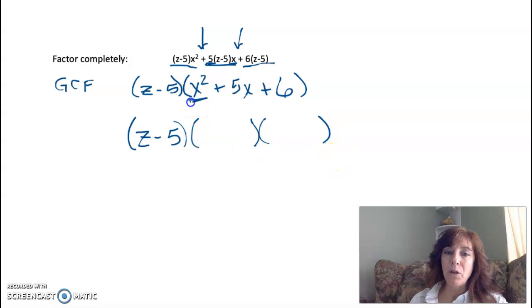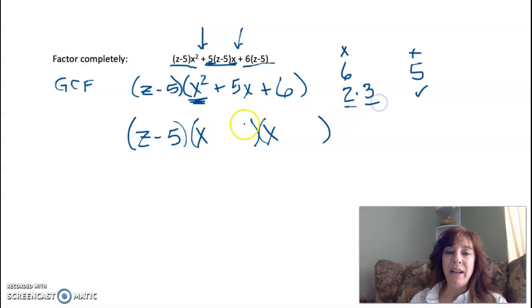Both binomials will begin with this x, but I don't know what the second part of those are. So I think to myself, what multiplies to give me 6 and adds to give me 5? Yes, it would be 2 times 3. That gives me 6, and 2 plus 3 gives me 5. So 2 and 3 are my magic numbers, plus 2 and plus 3. These are my factors. And again, those parentheses can be moved around. They can be in any order, but inside the parentheses has to be correct.